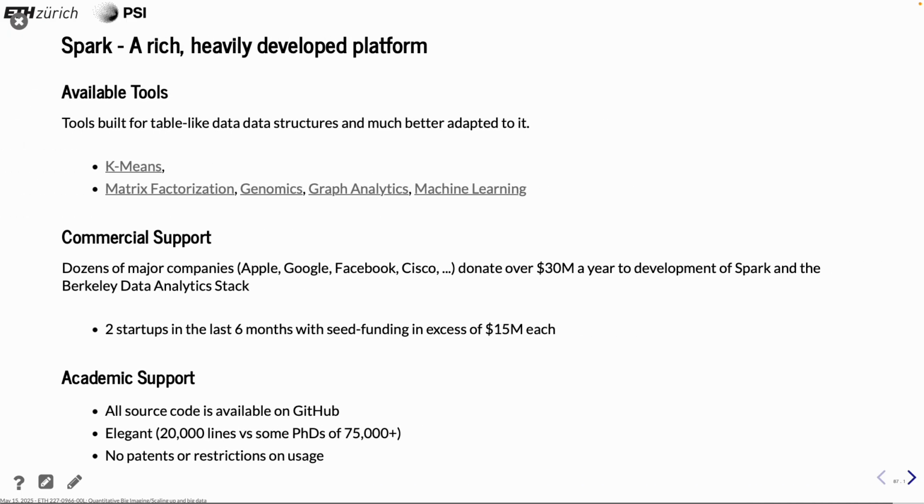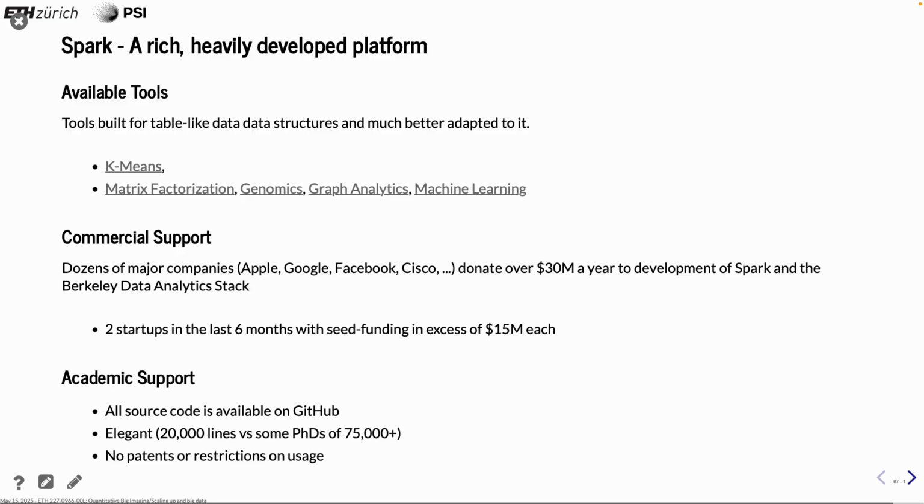And well, then you have these systems. They are based on, for example, a Spark system, where you can do k-means, matrix factorizations, etc. That's built into the system. And well, then you can also have commercial support on different systems. So we have a lot, all of these big guys, they provide this.